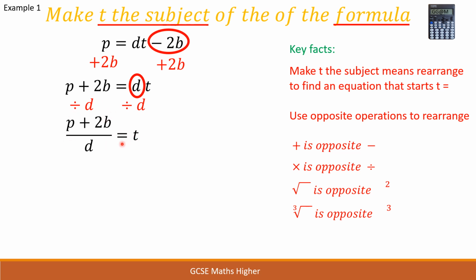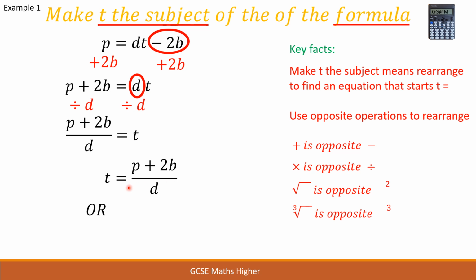So t is equal to p plus 2b over d. You can swap this to the other side so it becomes t equals the same expression, p plus 2b divided by d. Now if you wrote that in the exam you would get it correct, and that would be full marks. You could also write it in a different form.